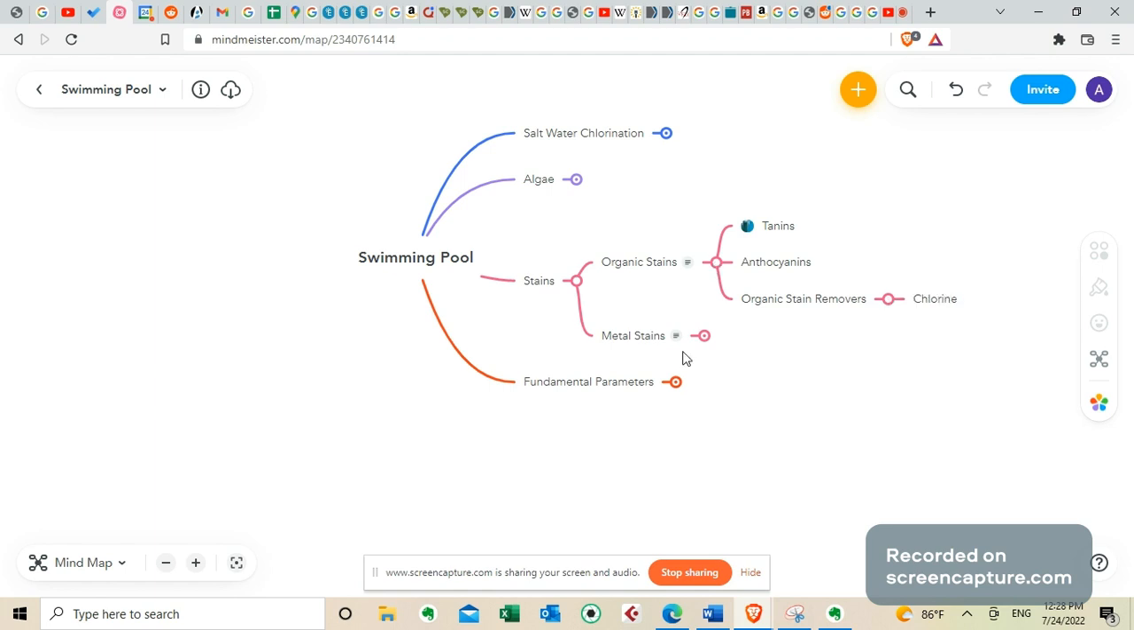I'm going to leave that open. Okay. Then your second classification of stain that you can have, and I'd say these are probably more common from what I see out in the field.